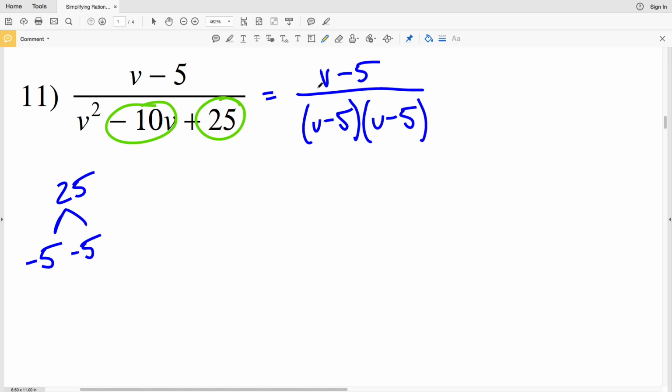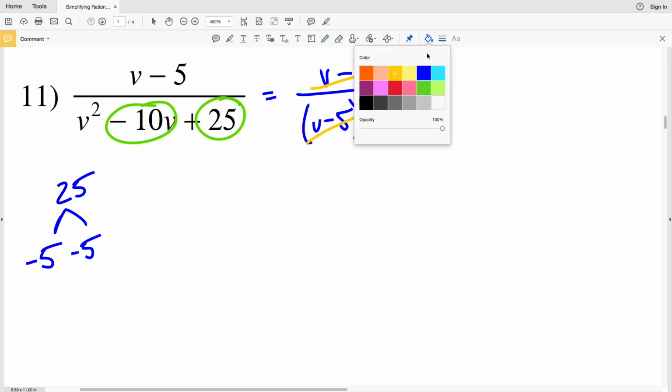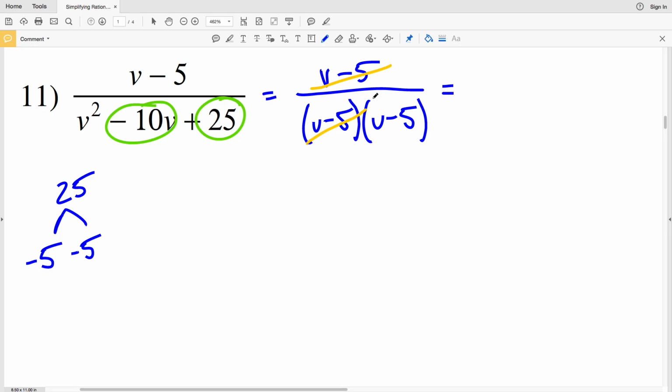Now note that v minus 5 will cancel out one of our v minus 5 quantities in our denominator. So for our final solution in number 11, our numerator will be 1 and our denominator will be v minus 5. 1 over v minus 5 is our solution.